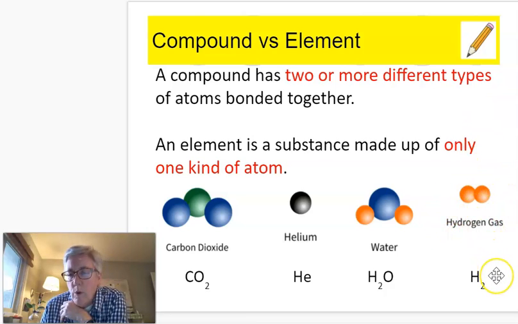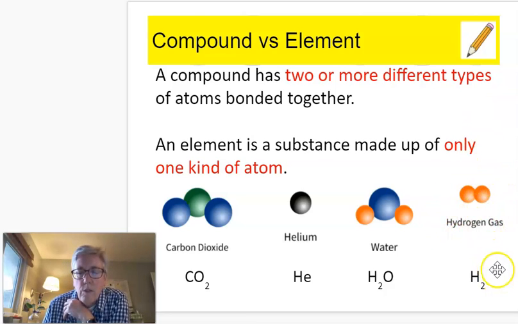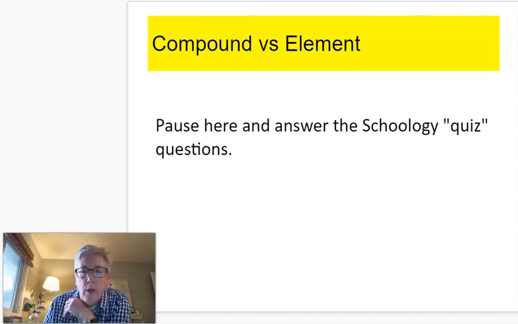So that's super important to watch for, and we'll be definitely doing more elements like hydrogen where you have two things together. There's a special kind of element called the diatomics. Okay, but in any case, carbon dioxide is a compound, helium is an element, water is a compound, and hydrogen gas is an element. So pause right here and answer the Schoology quiz question.